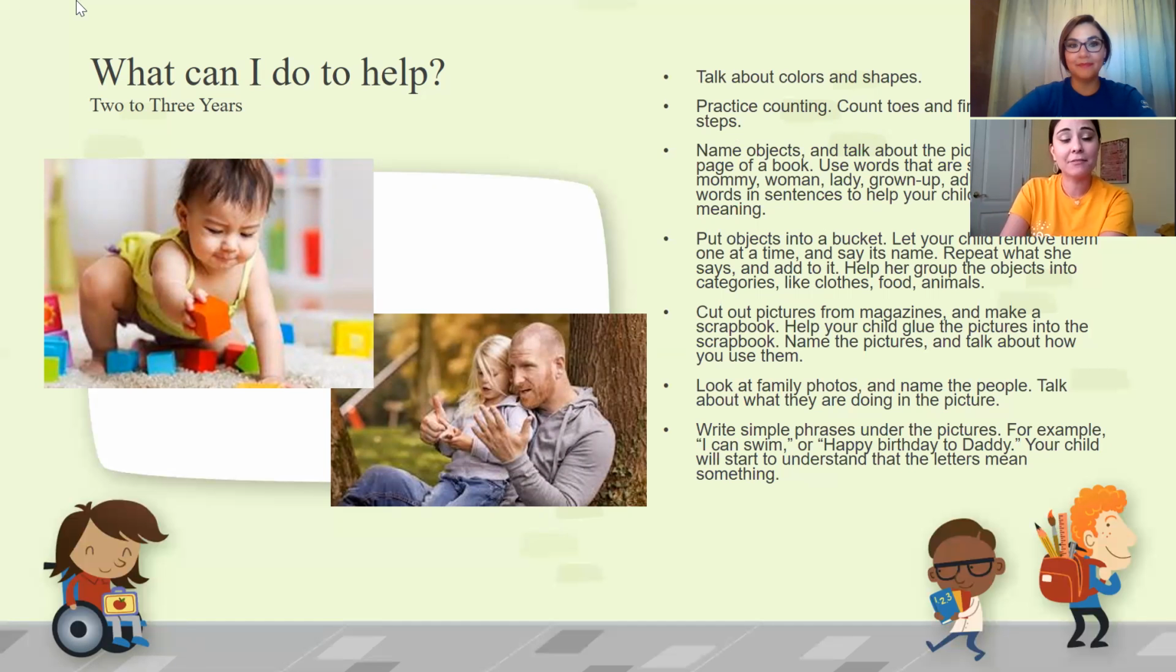You can also look at family photos, and you can name the people. Talk about what they are doing in the picture. Also, we can write simple sentences under the picture. For example, I can swim, or happy birthday to daddy. Your child will start to understand that the letters mean something.